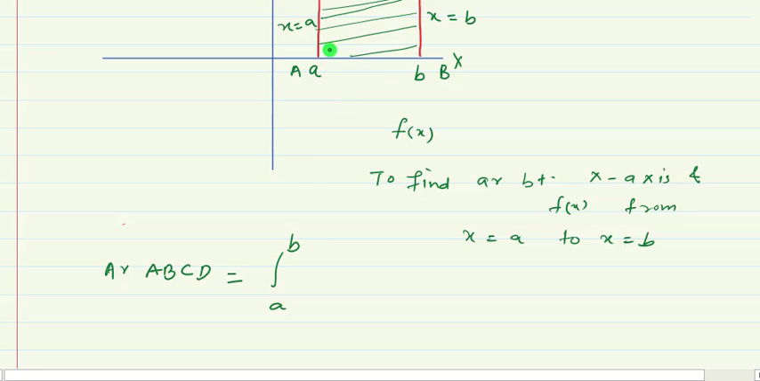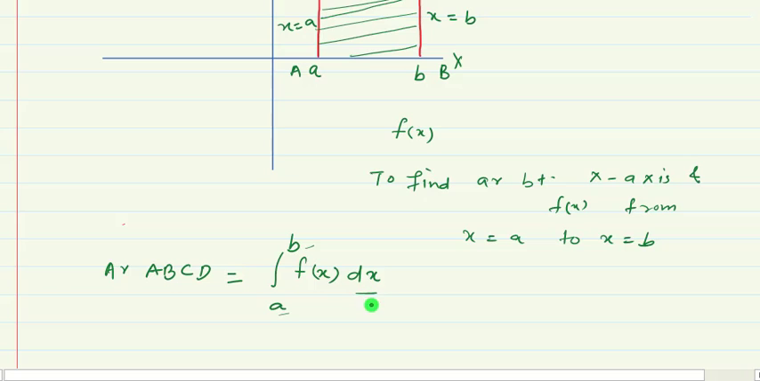Here x is equal to a to x is equal to b. So this a to b, a means x is equal to a, b means x is equal to b. So we are bounding the area between the two perpendicular lines, x is equal to a and x is equal to b. Here we'll write f(x), meaning the curve under which we need to find the area, and this dx shows that we are calculating this area with x-axis. So all the four things we have written over here: x is equal to a, x is equal to b, the curve, and by which axis we are calculating area.